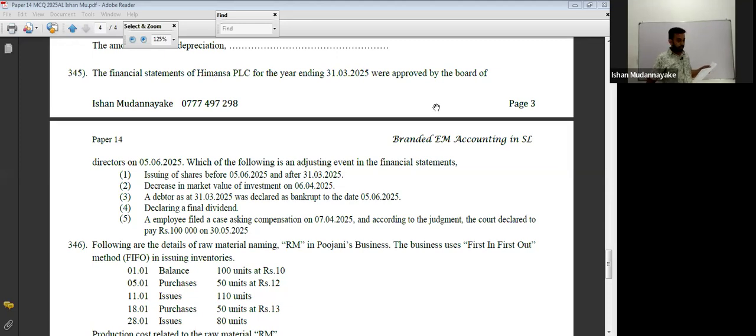So what do I give here? C, the debtor as at 31st March 2025 declared bankrupt. The third one is the answer.